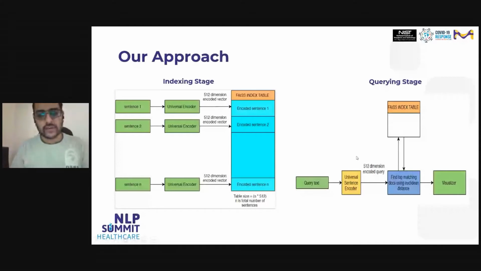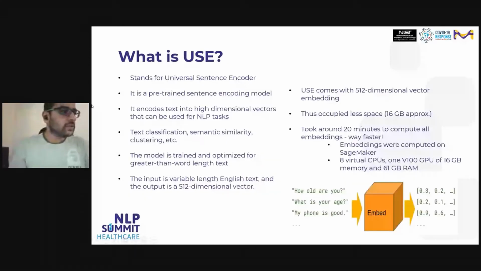Now, just to spend 30 seconds on what USE is. USE stands for Universal Sentence Encoder. Of course, it's Google's pre-trained sentence encoding model to encode text into high-dimensional vectors. It can be used for different use cases of classification, semantic similarity, and clustering. Basically, the idea here is that we use USE to convert our sentences from different documents into a 512 dimension vector embedding, so that it can be stored into the FAISS index table and further optimized and used for a different variety of documents.